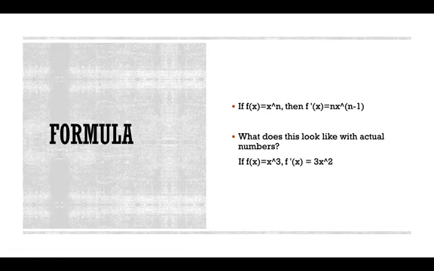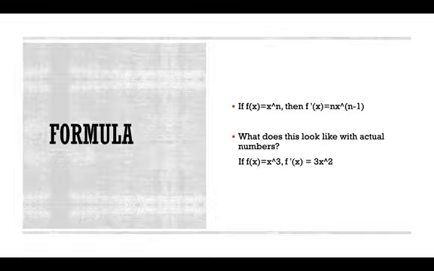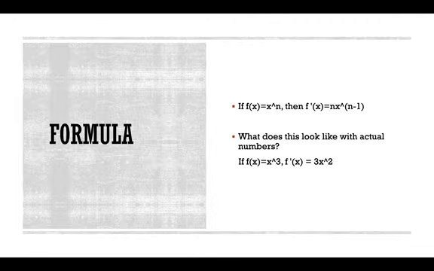Okay, so let's just go over quickly what that would look like with actual numbers. So if we have f of x equal to x to the third power, then the derivative of that is going to be 3x squared, because we brought that 3 down in front of the x and multiplied it by the x, and then subtracted 1 from the exponent to get a 2. Okay, so it's pretty simple. And you would do this for every single term in your function, and we'll get into that more later when we do an example.